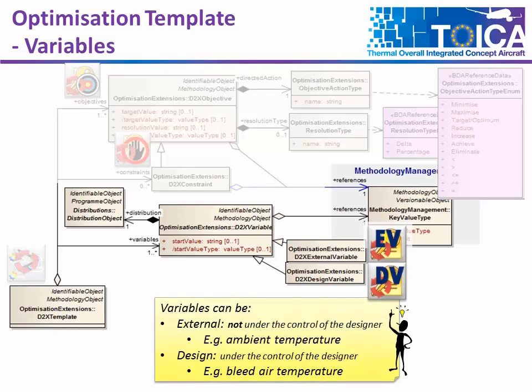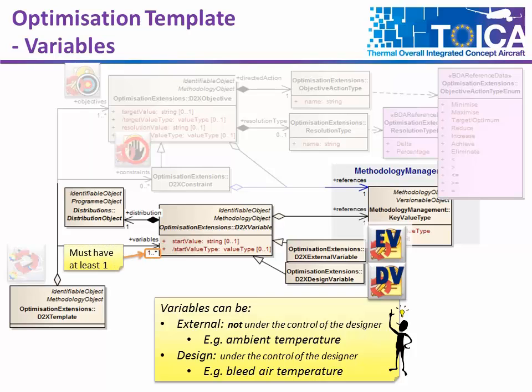There are two types of variable. Design variables, where the values are under the control of the engineer, for example the bleed air temperature or pressure, and external values, where they are not under the engineer's control. From the object definition point of view, there is no difference between the two.